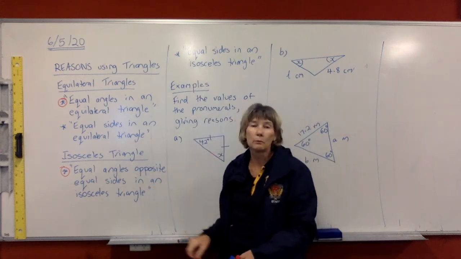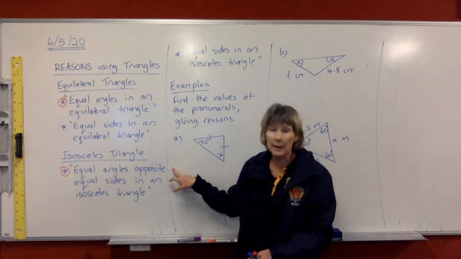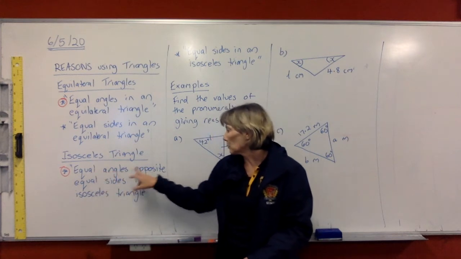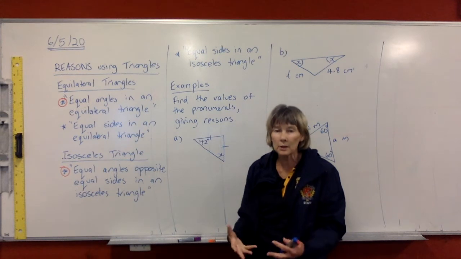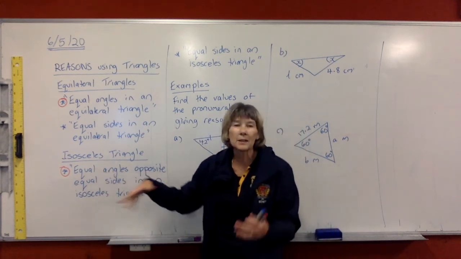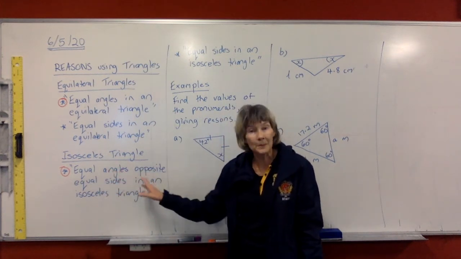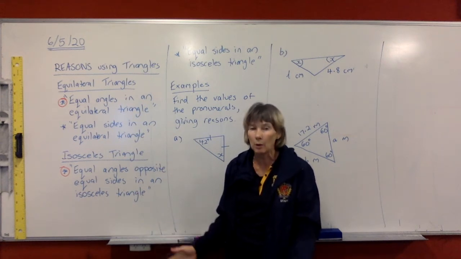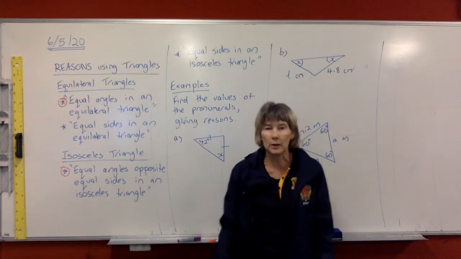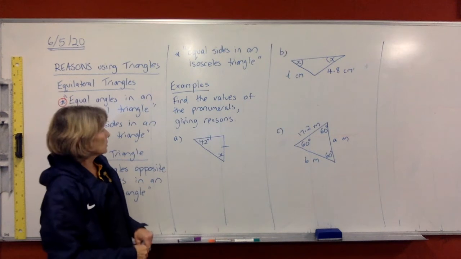Now down here with isosceles triangle, we have two reasons. Again, the most important one for everything in the future of geometry for you is to do with the angles. So it's equal angles opposite equal sides in an isosceles triangle. You know there's two equal sides there, but it's the angles we're normally trying to prove. So we write equal angles opposite the equal sides because you know that that's where they are. The equal angles are always opposite the equal sides in an isosceles triangle. And the other reason is just equal sides in an isosceles triangle.